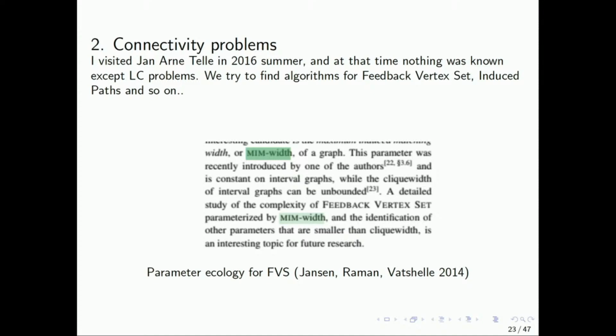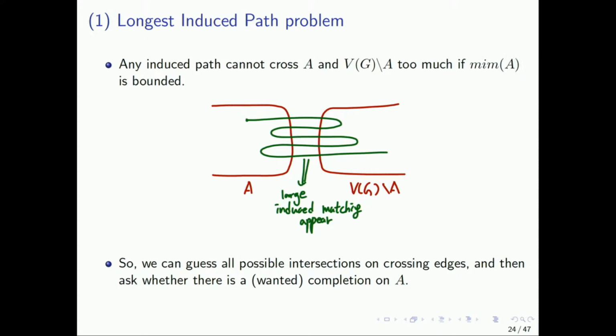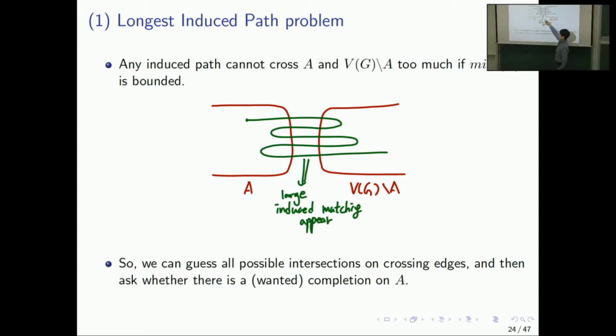So I can explain some ideas of the set of problems and how to solve those problems. The first problem that I looked at was the longest induced path problem. So you want to find the longest path which is induced. And you can easily see that any induced path cannot cross too much the cut of small Mim function. If you cross many times, you have a large induced matching, right? So you can guess how the induced path can intersect there. So it's bounded by almost the Mim function. So you just look at all the possible intersections over there, and then we say that we have some connections, to say that these guys are connected to here, and this guy is connected to here, and so on. And then we ask whether this can be realized, right?